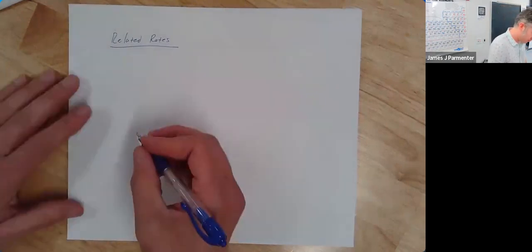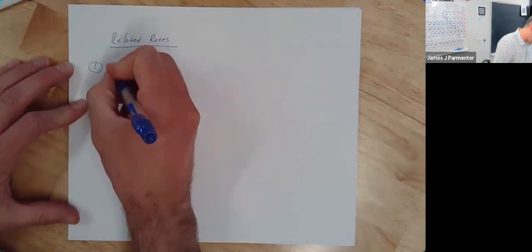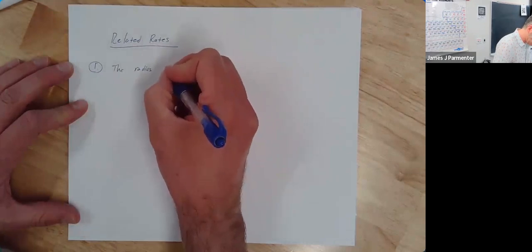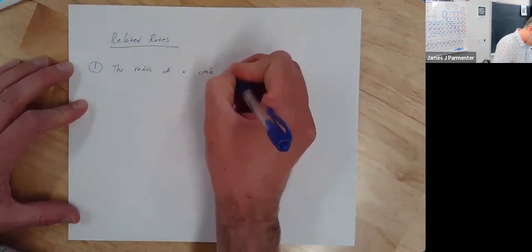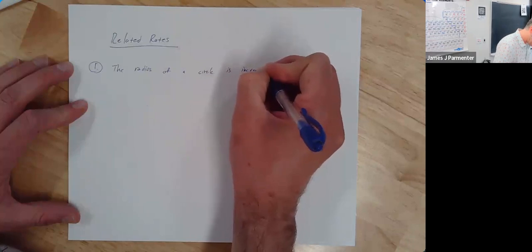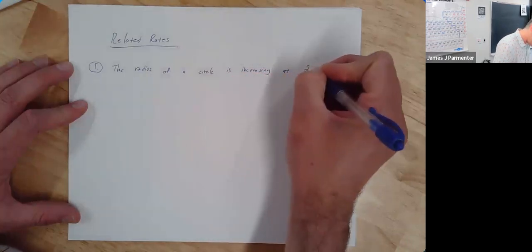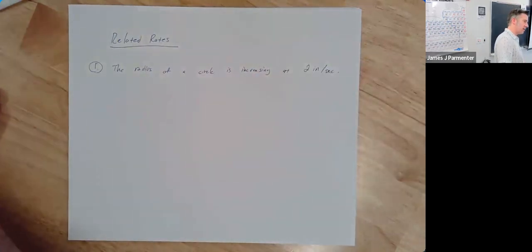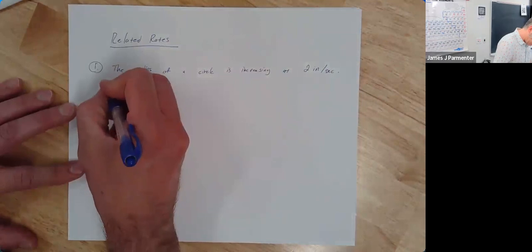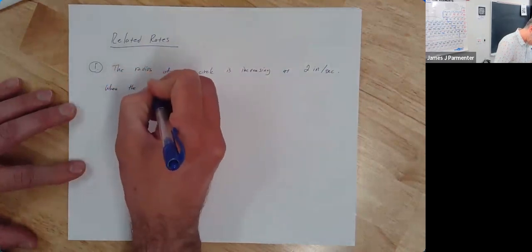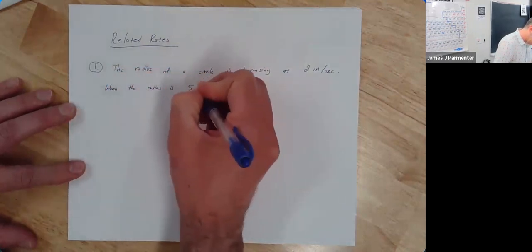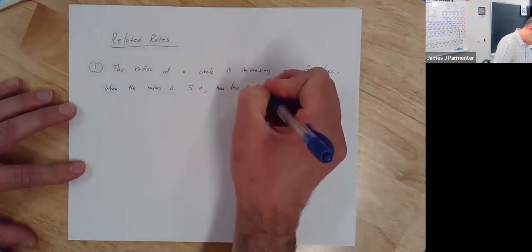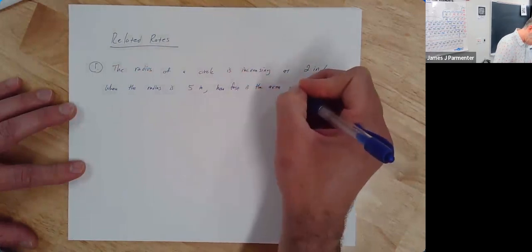For example, here's a typical go-to beginning example. The radius of a circle is increasing at 2 inches per second. Oh, a rate of change, 2 inches per second. When the radius is 5 inches, how fast is the area of the circle increasing?